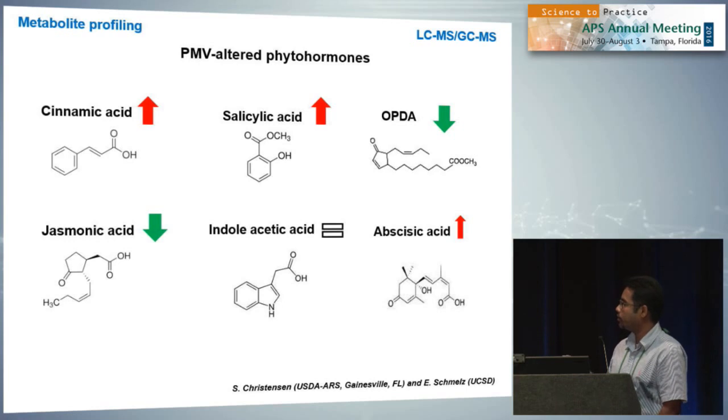Now, their group also, we quantified some other hormones. In this case, I'm showing you abscisic acid. It seems to be a little bit induced. This is an important hormone for plant abiotic stress such as drought.